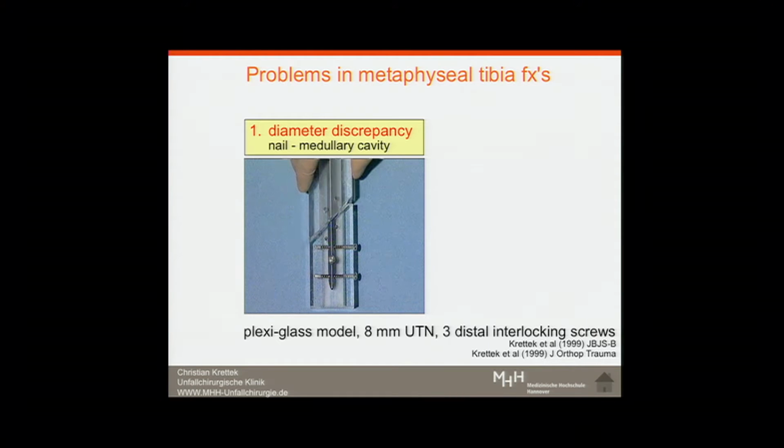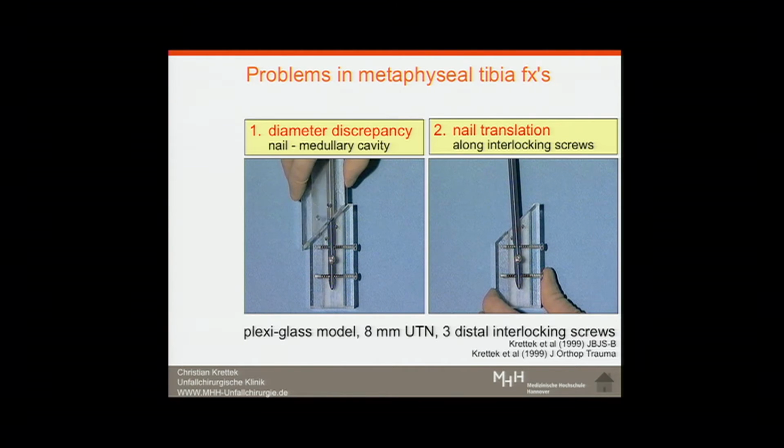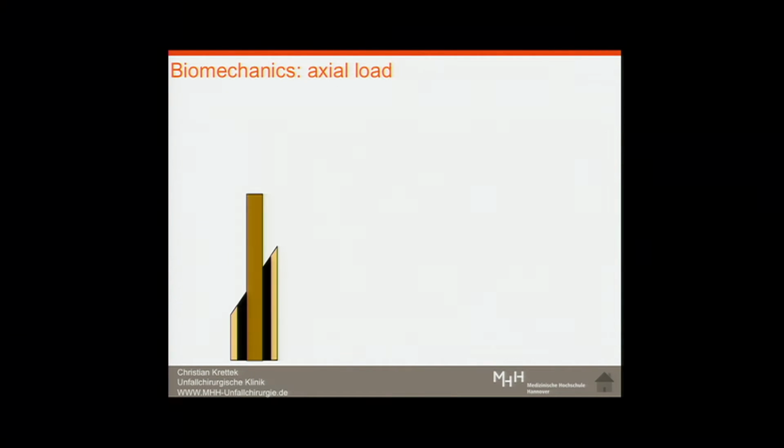We have an oblique fracture model, and we have an oblique fracture. When we load the fracture, of course, we have this dislocation and we have this shift. But despite the fact we have 3 distal locking bolts, we have, for example in osteoporotic bone, significant instability still remaining because we have nail translation along the interlocking screws. And we can solve these problems when we understand the process.